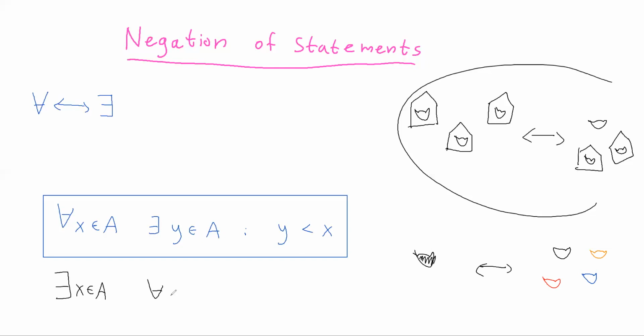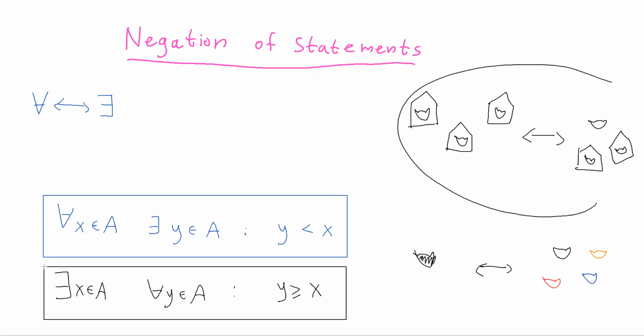So for all y in A, and now I need to say the opposite of y is less than x. What is the opposite of y is less than x? Y is greater than x? No, y is greater than or equal to x. Because when I negate the statement, not being less than x includes being greater than or equal to x. So we negated the statement for all x in A, there exists y in A such that y is less than x.